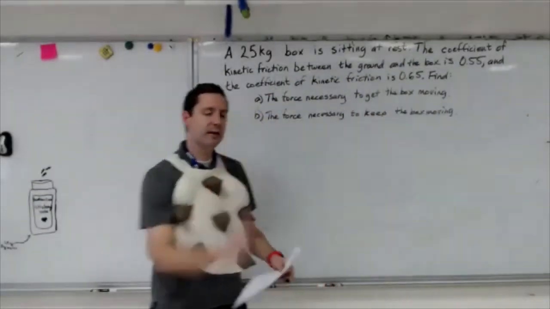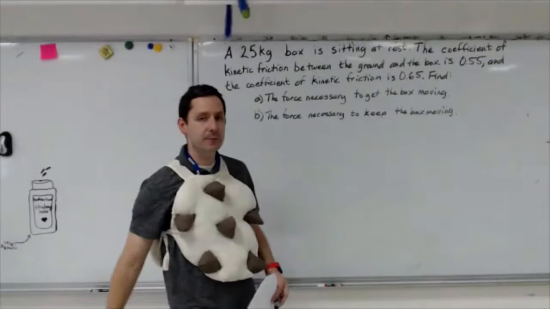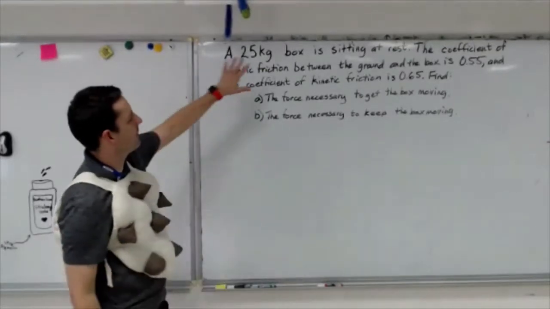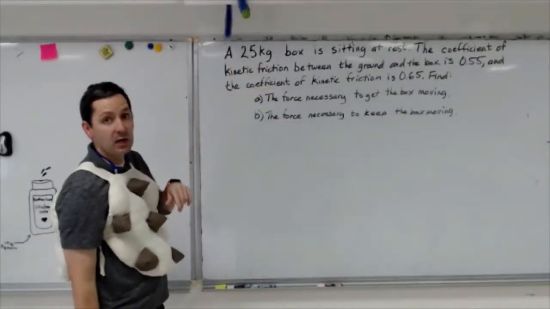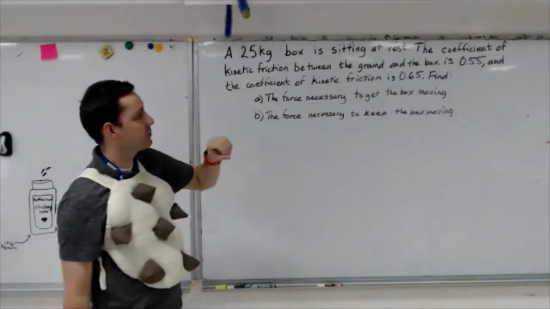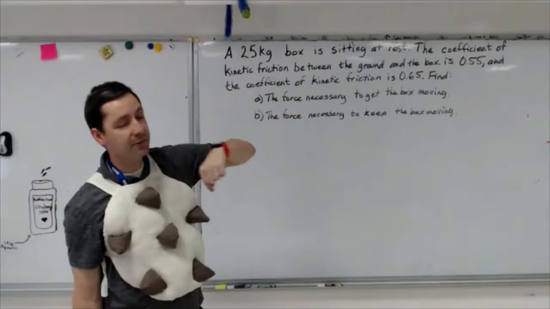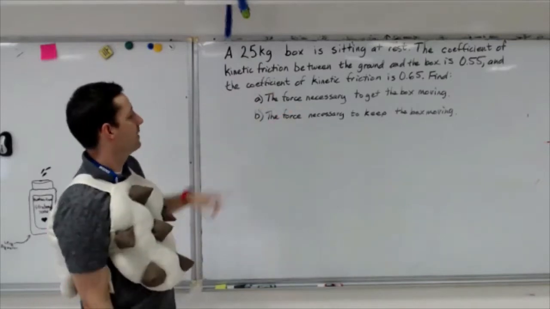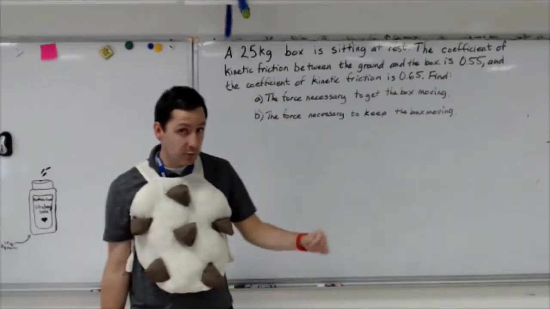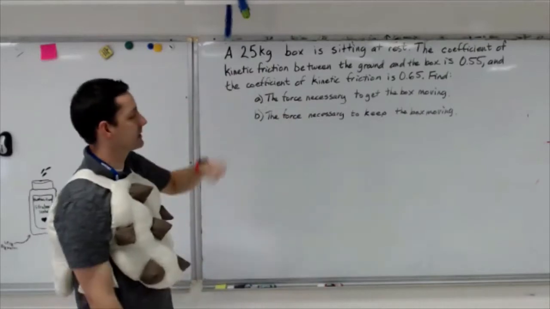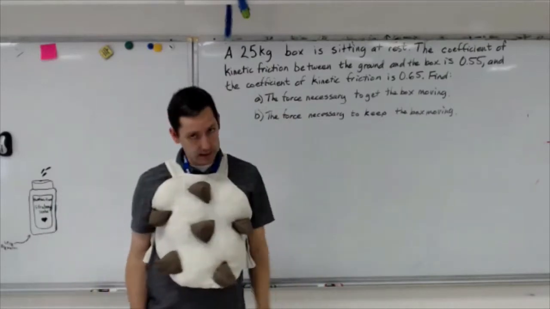All right, guys, so let's look at example number 2 from our notes packet. Okay, this is a 25 kilogram box sitting at rest. The coefficient of static friction between the ground and the box is 0.55, and the coefficient of kinetic friction is 0.65. Find the force necessary to get the box moving, and then the force necessary to keep the box moving.